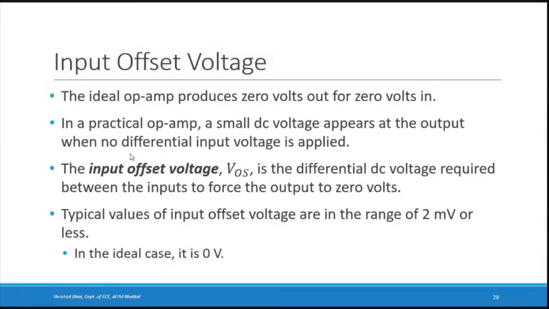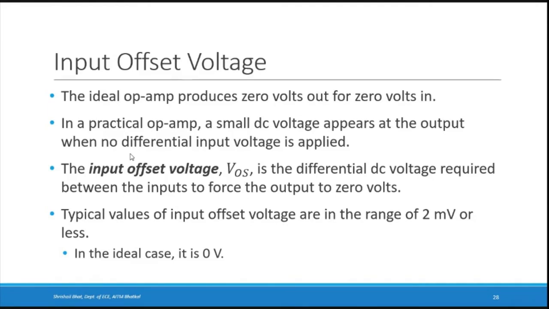Next parameter we have is the input offset voltage. So as I have been saying, an ideal op-amp produces 0 volts at the output if you give 0 volts at the input, right? So if the input is 0, the output is 0. But practically, even when you do not connect any input, or even when both the input terminals are connected at the same potential, there is a small DC voltage which will appear at the output. So that voltage we call the offset voltage. Even when you do not connect any input, you get some output. That is the offset voltage.